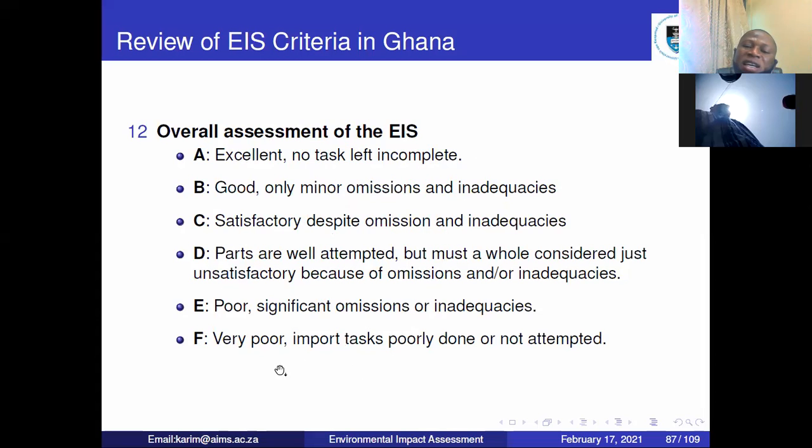With the D and the E, you have to work and then resubmit. Pass, well attempted, but must be held under consideration. Just unsatisfactory because of omissions. So in this situation, you can't proceed with the project. You have to make the corrections and then resubmit for assessment. E, the same thing, and then F2, the same thing.